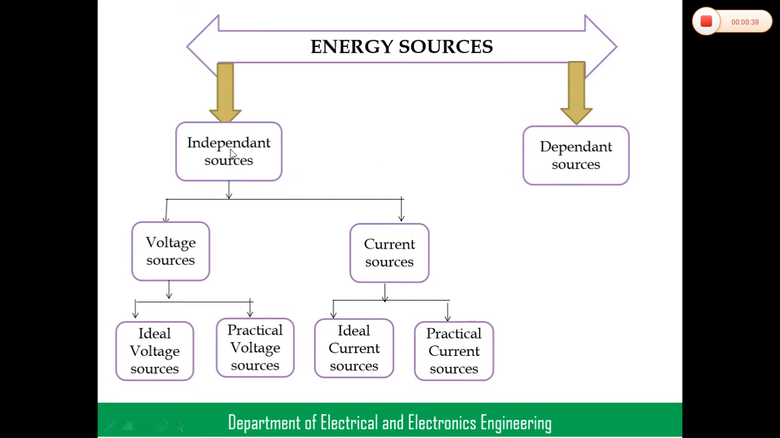Independent sources, as the name itself says, are independent. They have two types. First one is a voltage source and second one is a current source. The voltage source is again classified into ideal voltage source and practical voltage source. Regularly we use the practical voltage source, but we have to define the ideal voltage source also. Similarly, the current source also has an ideal current source and a practical current source.